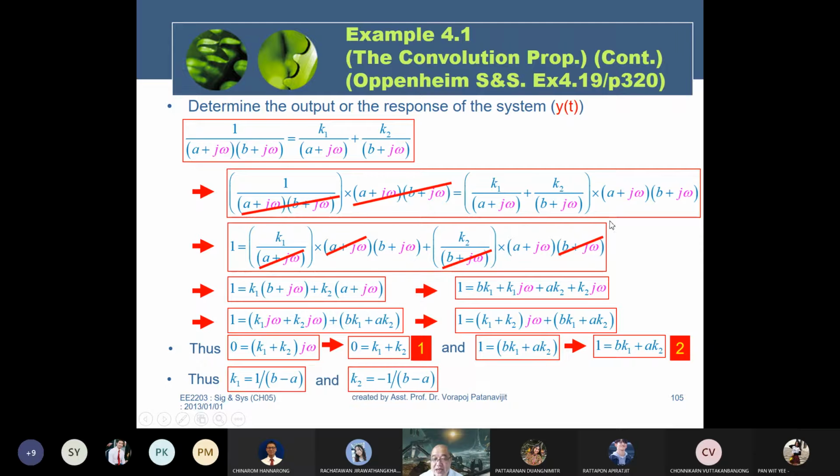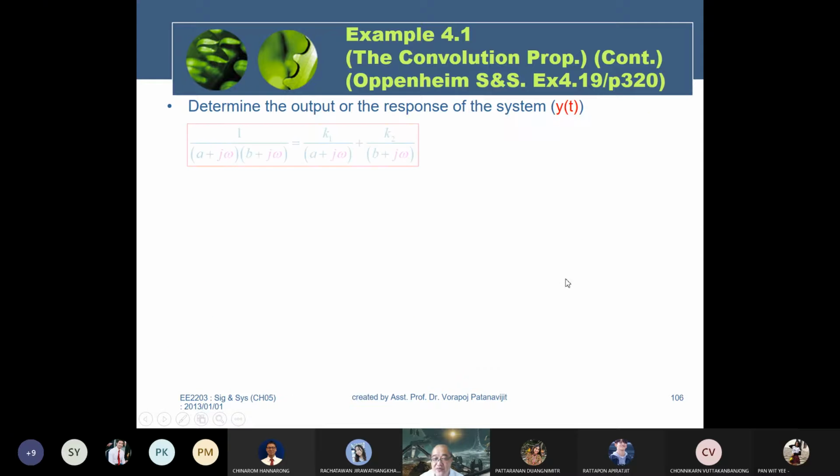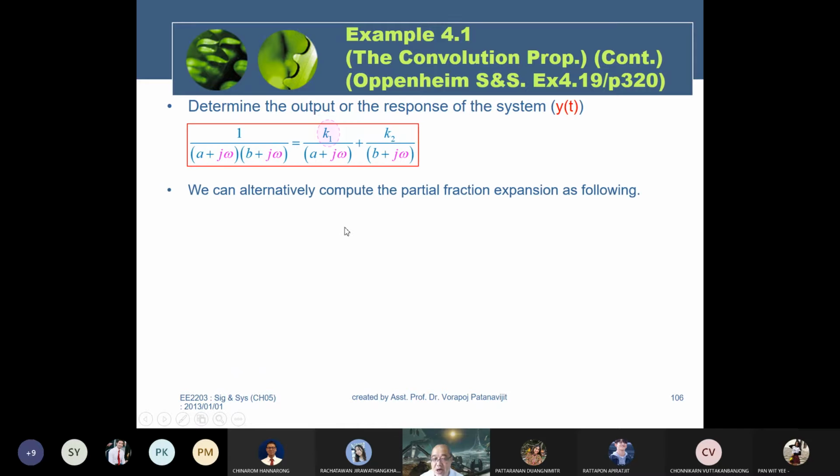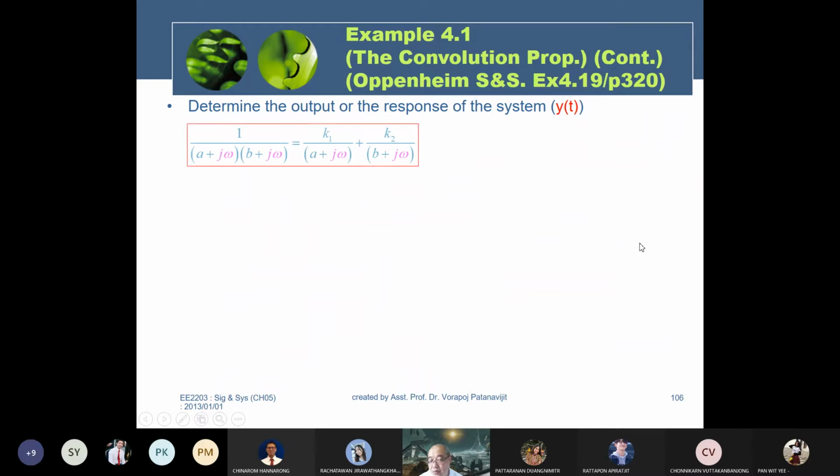After you get here, you can substitute k1 and k2 in this bracket. When you factorize them into this simple term, you can determine the inverse Fourier transform from the definition directly, or you can determine them by the table. This technique is called the partial fraction expansion. Or you can determine K1 and K2 by using the residue technique. We can alternatively compute the partial fraction expansion as follows.